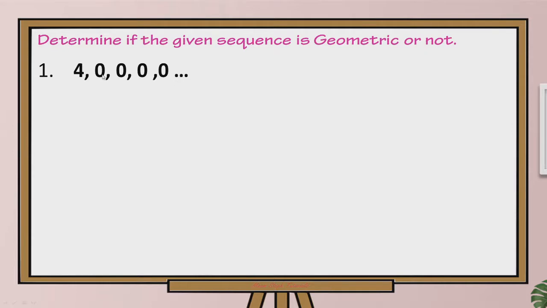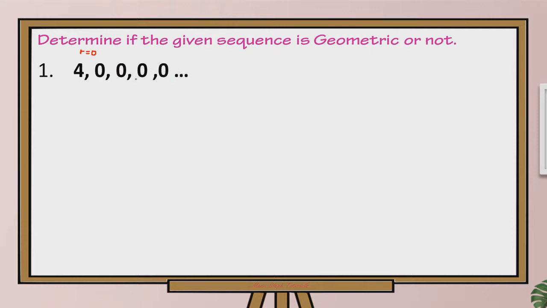So, bakit naging 0 ang second term? Of course, we multiplied 4 with 0. So, masasabi natin na yung common ratio dito ay 0. So, 4 times 0, that is 0. 0 times 0, that is 0, and so on. And alam na natin kung anong magiging kasunod.